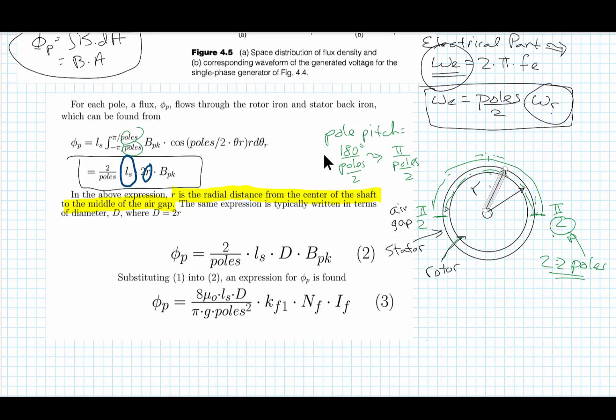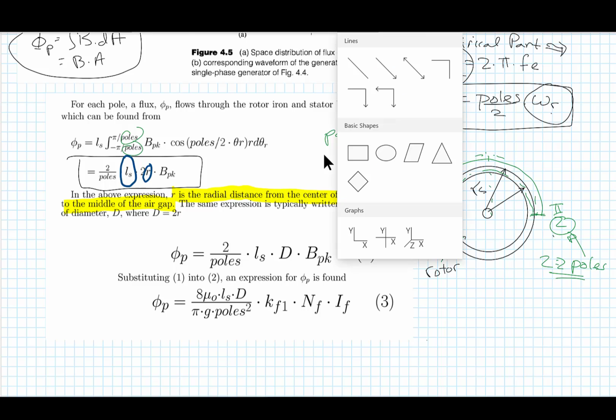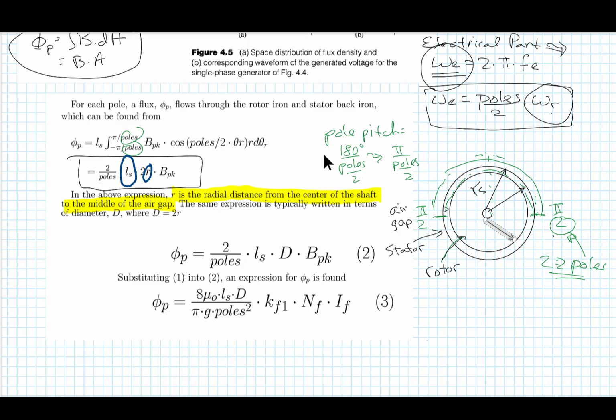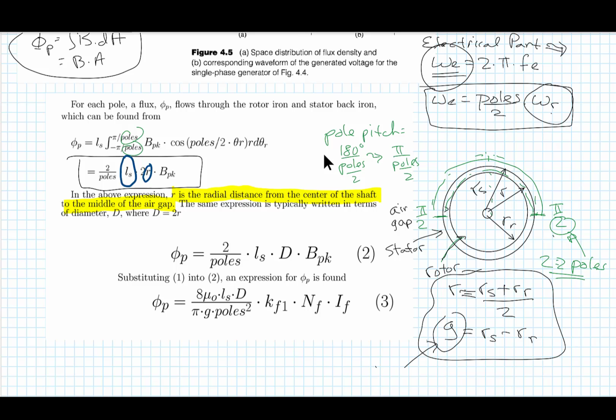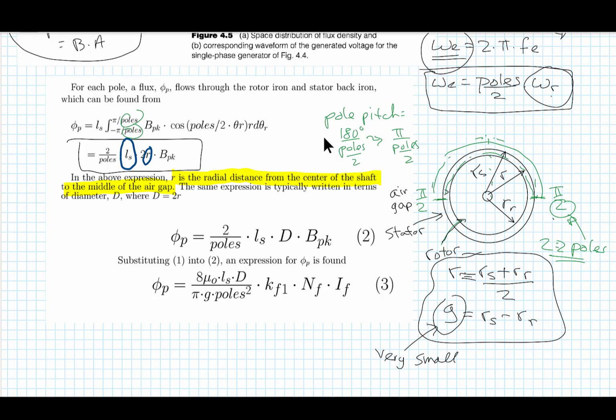I could call that RS, and I've got a radius from the center of the shaft to the outside of the rotor. So R is equal to the average of RS plus RR. It's right in the middle of the two. The gap is equal to the difference between RS and RR. There isn't a lot of difference here because the gap is usually very small compared to these rotor radius and stator inside radius diameters. But at this point we're going to stop using radius and we're going to use the diameter. So we're going to define D, diameter, here as 2 times R. And now the result that we finally have for flux per pole is this value here.